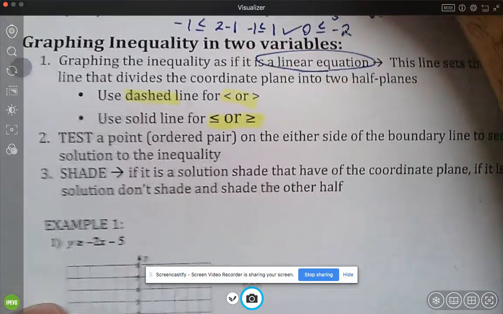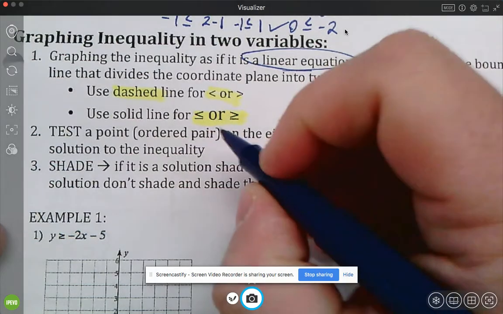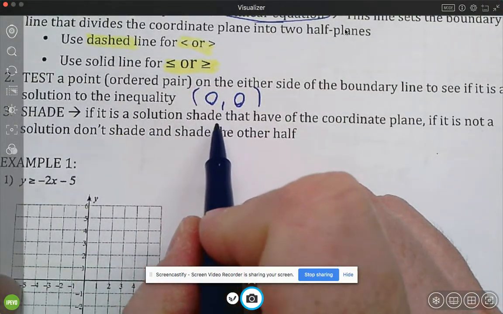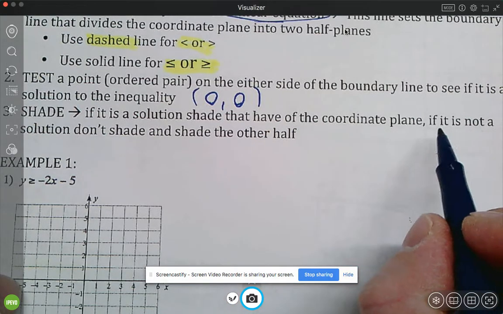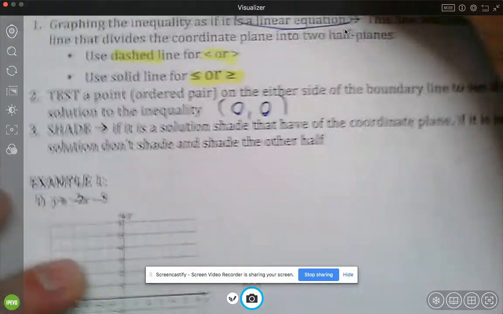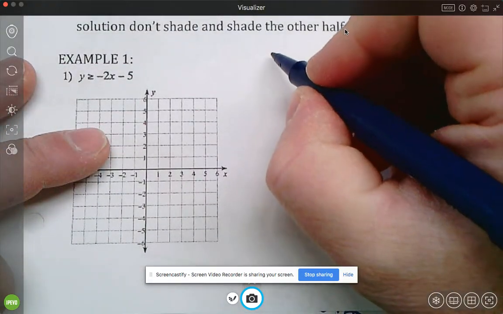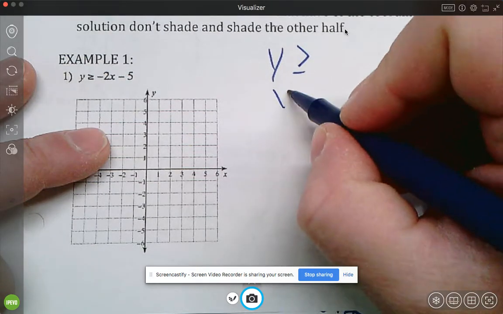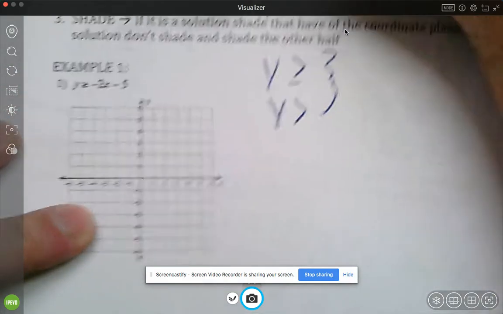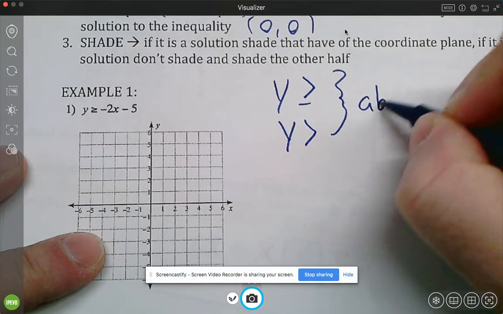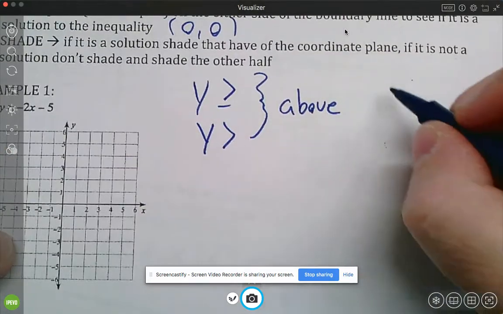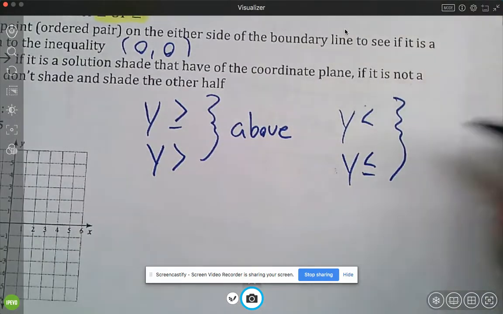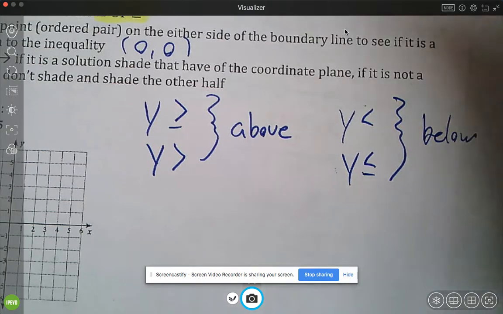Usually the test point that you always use to test whether or not it's a solution and which part to shade, you always use 0, 0 in my opinion. Shade the half of the coordinate plane that has the solution. If it's not a solution, then shade the other half. I think we saw from one of the videos, and let's test this theory, if you keep your y variable on the left and it's greater than or equal to or greater than, raise your hand. How do you always shade? Should it be above the line or below? Yeah, above. And then let's test this theory here. If y is less than or y is less than or equal to, how should we shade from our boundary line? Below. So let's see if this works for today's video reference example.